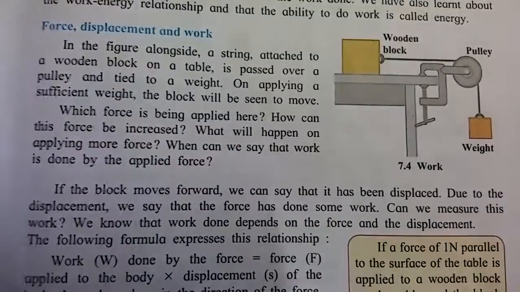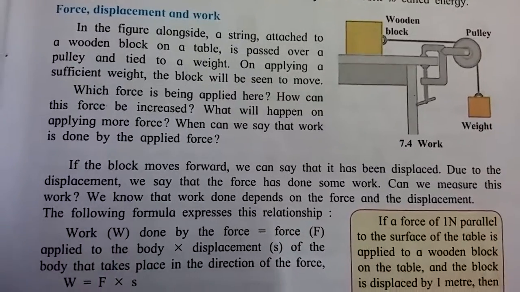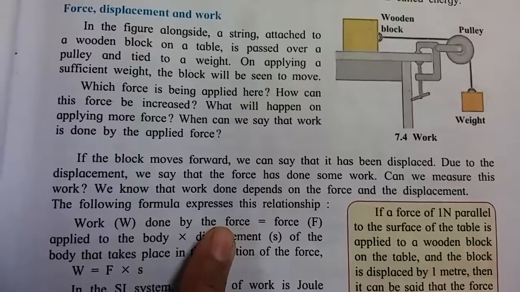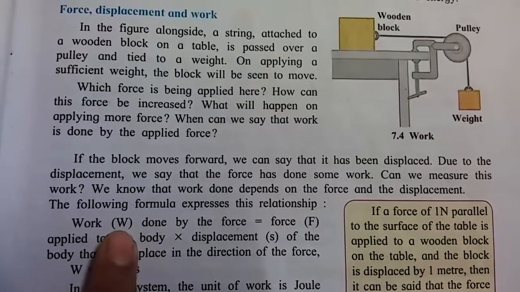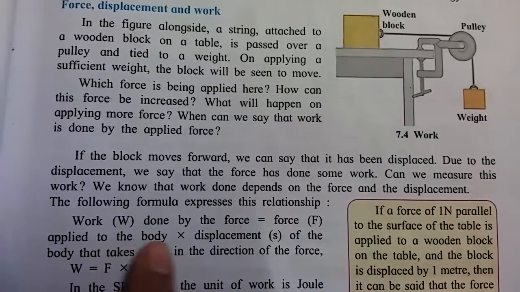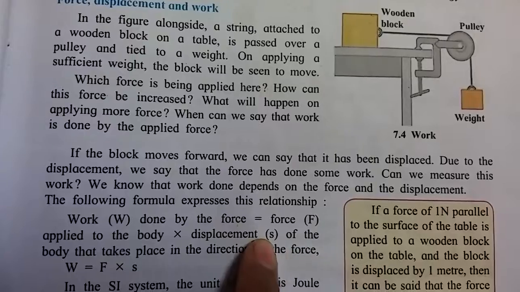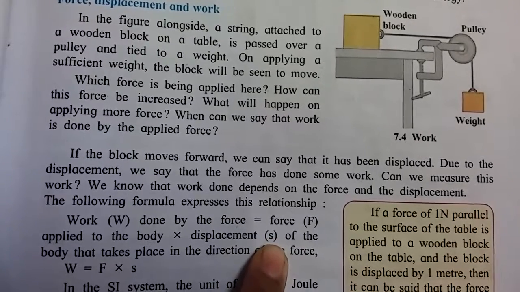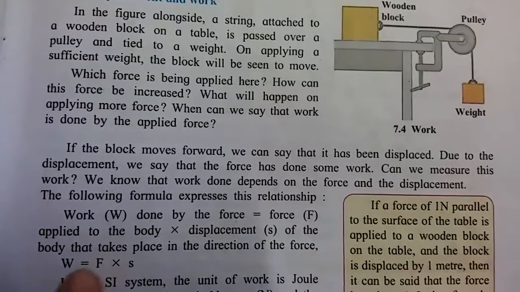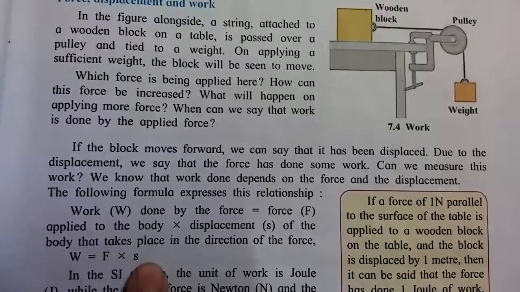Work depends on the force and the displacement. The following formula expresses this relationship. Here is the formula of work done by the force. Work is shown with capital W. Force applied to the body is capital F, multiplied by displacement, small s, of the body that takes place in the direction of the force. Means capital W is equal to F multiplied by small s.